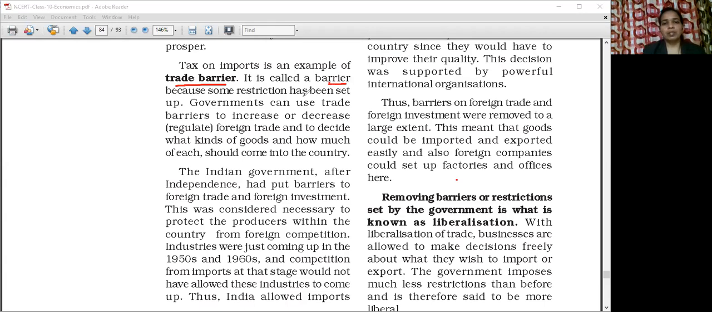It is called a barrier because some restrictions have been set up. Government can use trade barriers to increase or decrease foreign trade and decide what kind of goods, and how much of each, should come into the country. The government can decide, through trade barriers, to increase taxes on some goods and decrease taxes on others, and also decide the quantity.